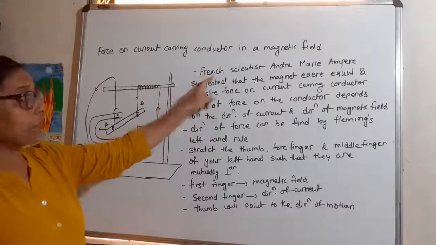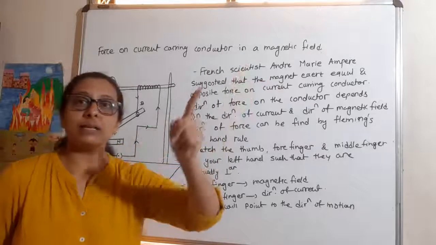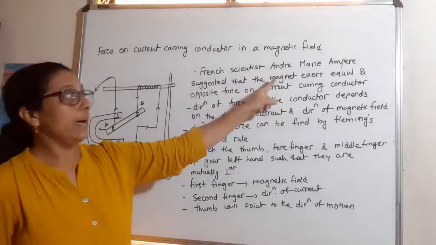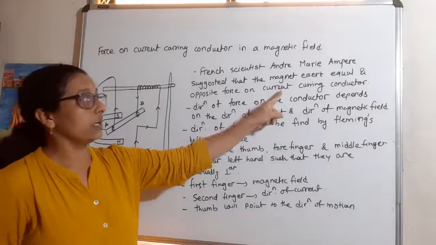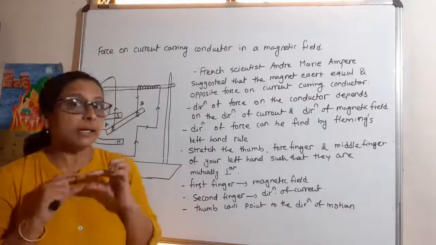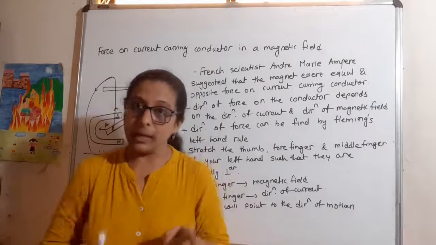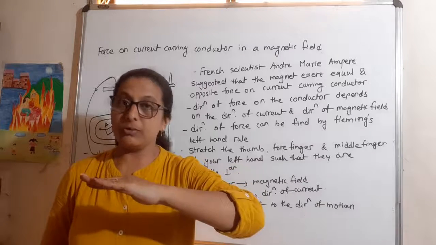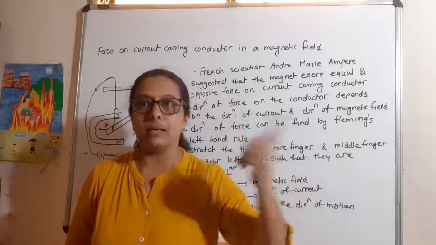First of all, French scientist André-Marie Ampère, who also discovered the electric current, has suggested that a magnet exerts equal and opposite force on the current carrying conductor. अगर किसी भी कंडक्टर से इलेक्ट्रिक करंट पास होता है, then that conductor will behave like a magnet. You understand that? It is called the electromagnet, जो हमने पहले देखा था.